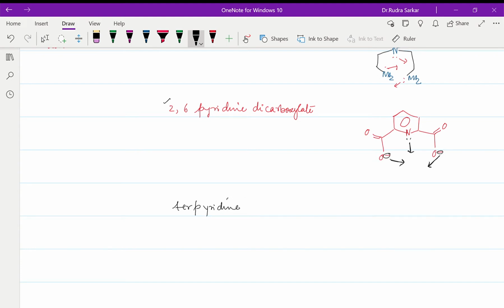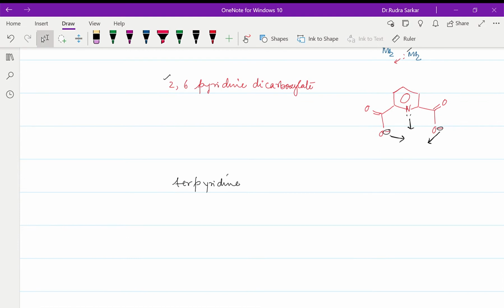Similarly, terpyridine is just the higher homologue of 2,2-bipyridine. So this was your 2,2-bipyridine. Now you think in the sixth position of the pyridine you have joined another pyridine molecule like that. So now you have three donor points like this one, that one, and that one. So this is called terpy. In your abbreviation, you will write it as terpy.